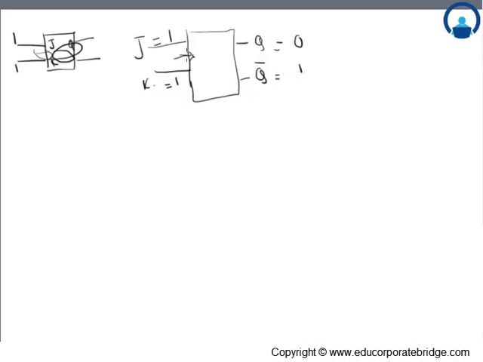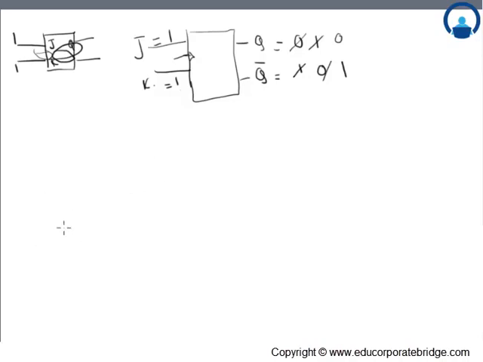So during the first clock pulse, as we have seen, when J is 1 and K is 1, the JK flip-flop toggles when both the inputs are 1. So during the first clock pulse, Q will be 1, and simultaneously Q bar will be 0. Again, during the next clock pulse, J is 1, K is 1, so Q will be 0, Q bar will be 1.